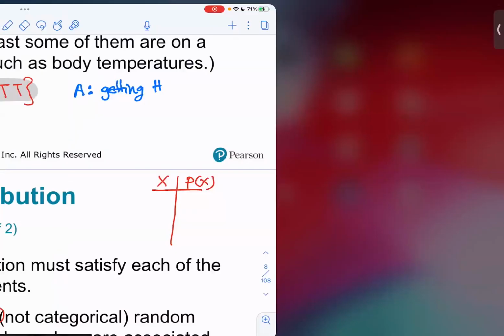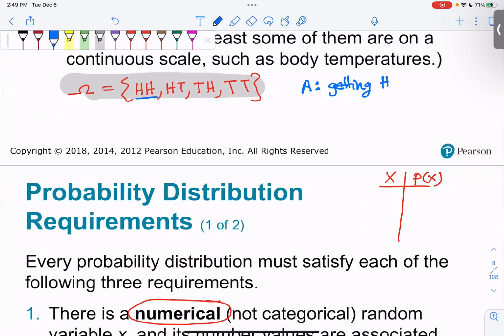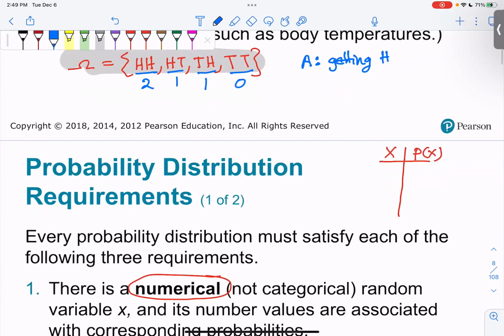So look at this one. How many heads do we have here? 2. How many here? 1. How many here? And how many here? 0. Okay, so now the random variable x, which represents the number of heads we can get if we flip 2 coins, is equal to what? What are the different values of our variable x? 0, 1, 2, without repeating.